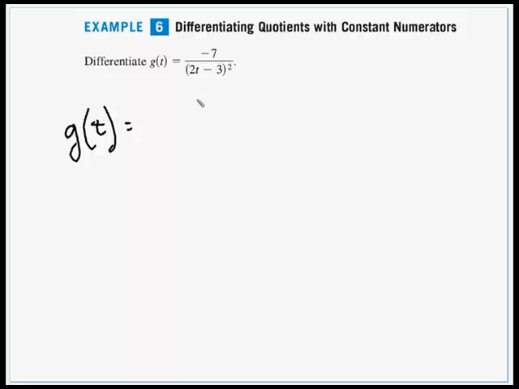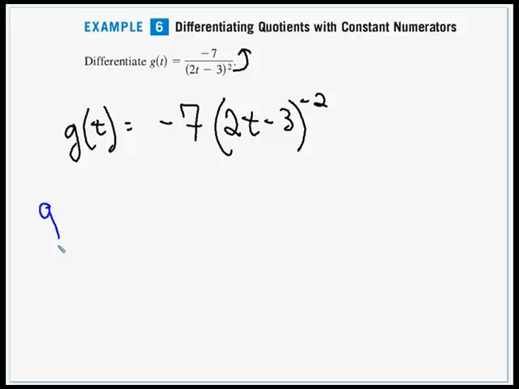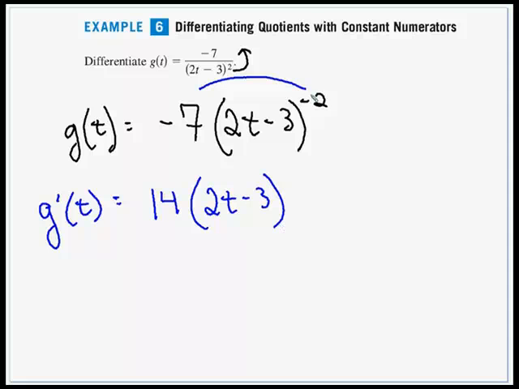Let's rewrite this exponent as a negative. So our numerator is -7. And when we bring this up from the denominator, it changes that exponent to a negative. So we have a 2t minus 3 to the -2 power. Now we can just do a straightforward chain rule. The derivative, g prime of t, is going to equal, bring that exponent down, multiply, you'll get a positive 14, times our quantity unchanged to one power lower. Now it's a -3. And then we multiply by the derivative of the inner function. The derivative in here would just be a 2.